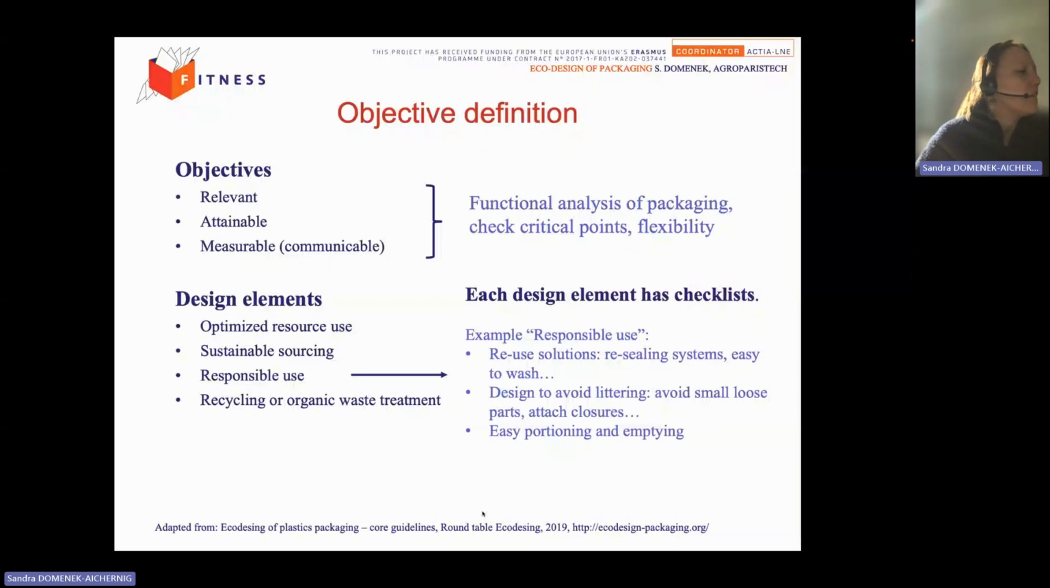For example, when we are on responsible use, you can think about the reuse solutions, so resealing systems, easy to wash systems, designed to avoid littering, avoid small loose parts, attach closures to your packaging, designed for easy portioning and emptying in order not to lose the food which is contained inside the packaging. So for all of those elements, you can have some checklists, and you have a website which is providing you some of those checklists in the bottom.